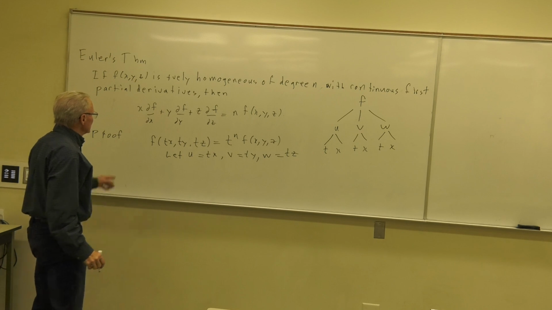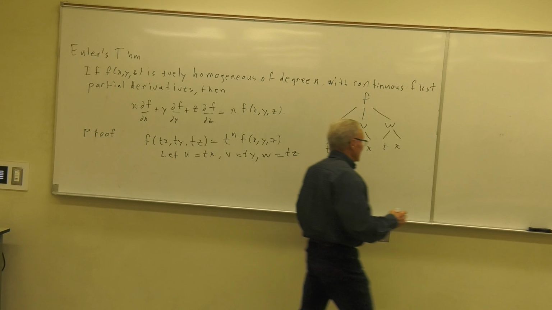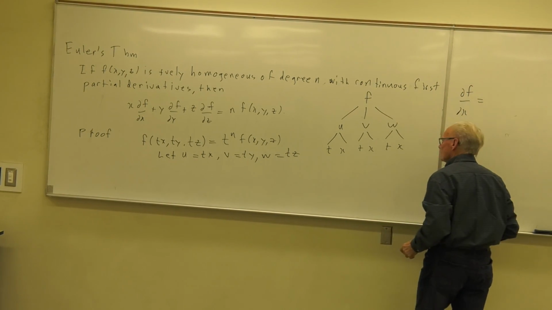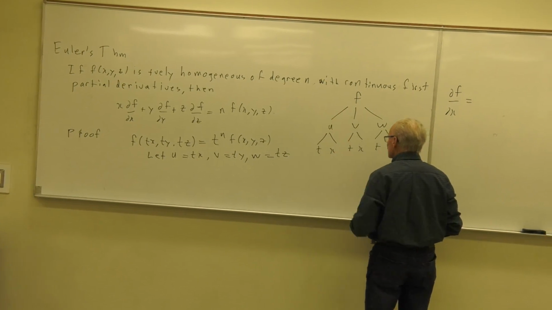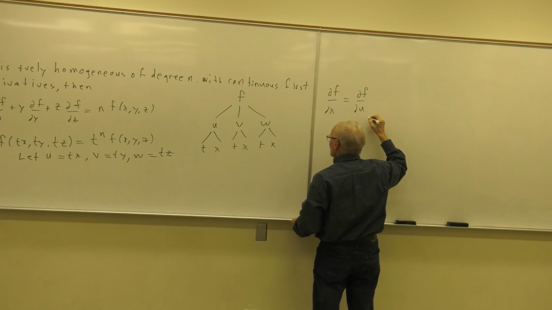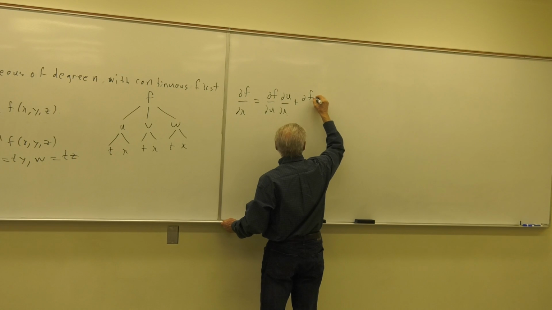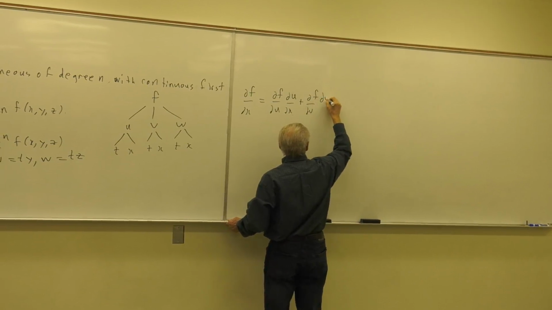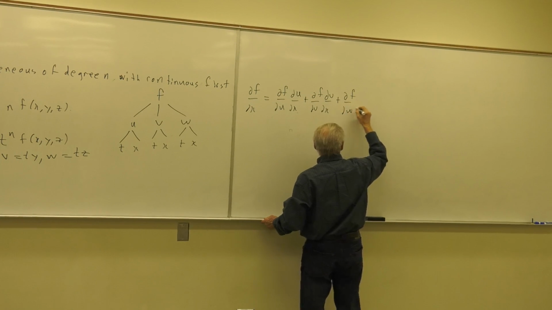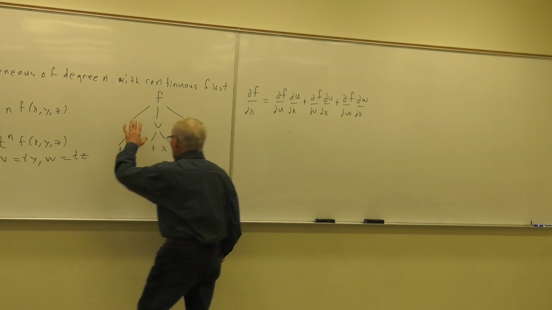And we want to calculate then ∂f/∂x for this. So let's look at that. ∂f/∂x is equal to, we would take all possible paths down. So what do we get? ∂f/∂u ∂u/∂x, ∂f/∂v ∂v/∂x, ∂f/∂w ∂w/∂x. So that's our chain rule from the schematic.